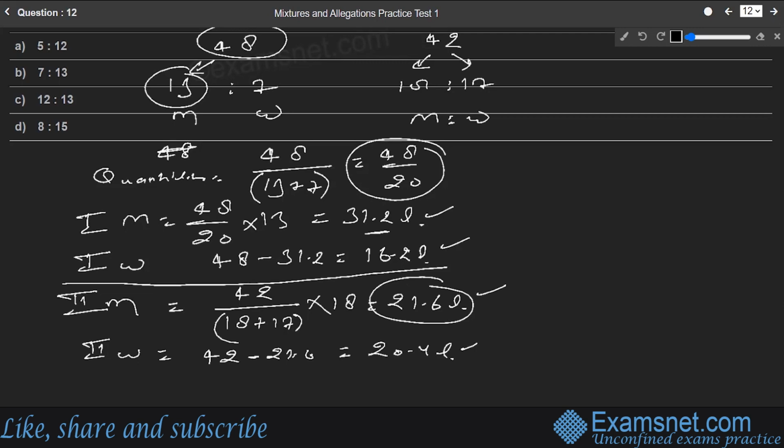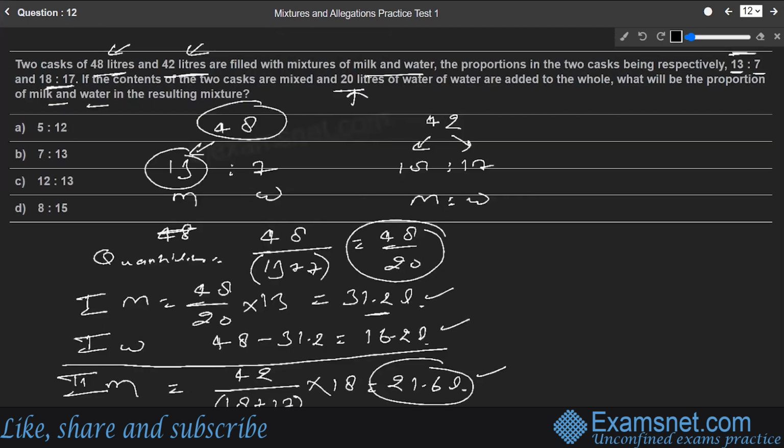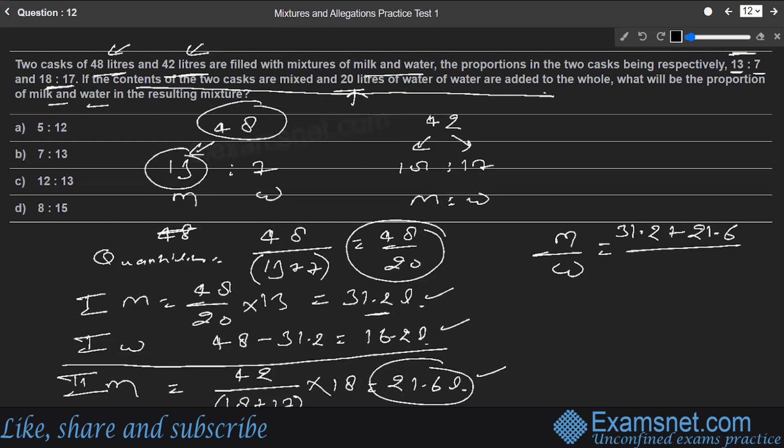Now, what do they say in the next line of the question? If the contents of the two casks are mixed and 20 liters of water are added, what will be the proportion of milk and water? So we are supposed to find the milk part to the water part. The ultimate milk part will be the milk part of both solutions, that is 31.2 plus 21.6, divided by the water part, the original water part, plus 20 liters more, because that has also been added.